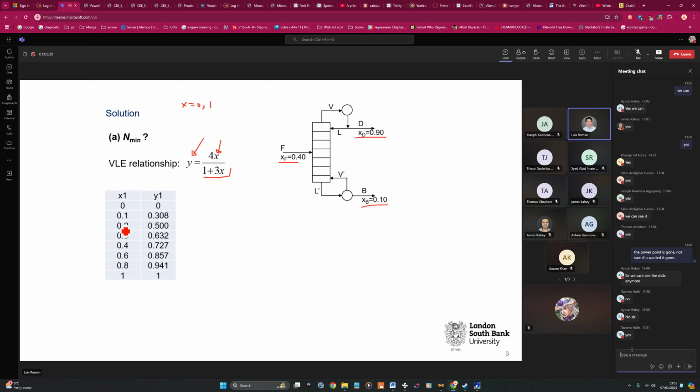In this case, how many have we here? We have 8 points. Remember the range is 0 to 1, and then we have different values of x. And we have calculated the corresponding values of y using this equation. Once you have your x, y values, you can make the plot of y versus x. You plot this data.